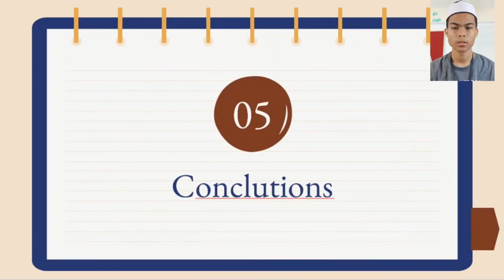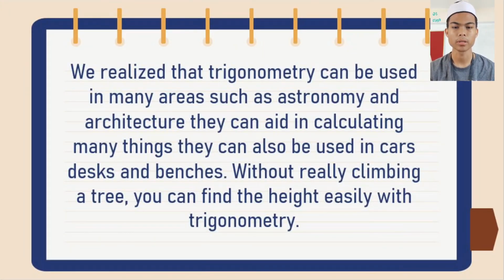Thank you. So, in conclusion, we realize that trigonometry can be used in many areas such as astronomy and architecture. It can aid in calculating many things. It can also be used in cars, decks and bridges. Without really climbing a tree, you can find its height easily with trigonometry.